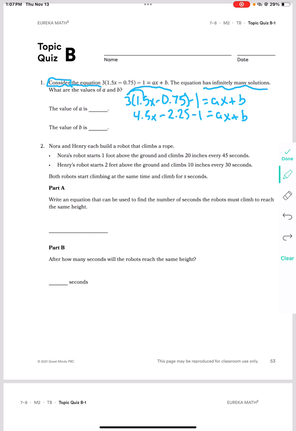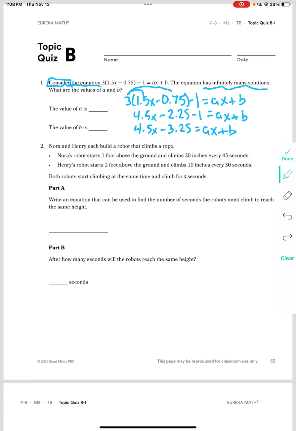And the answer is yes, because negative 2.25 and negative 1 are like terms. When we combine like terms, we combine them from left to right, as in you read the problem that you're doing from left to right. So this would be negative 2.25 minus 1. Remember, when you minus a negative, it makes the negative greater. So this would be a negative 3.25. We still have 4.5x because we didn't do anything with that, is equal to ax plus b.